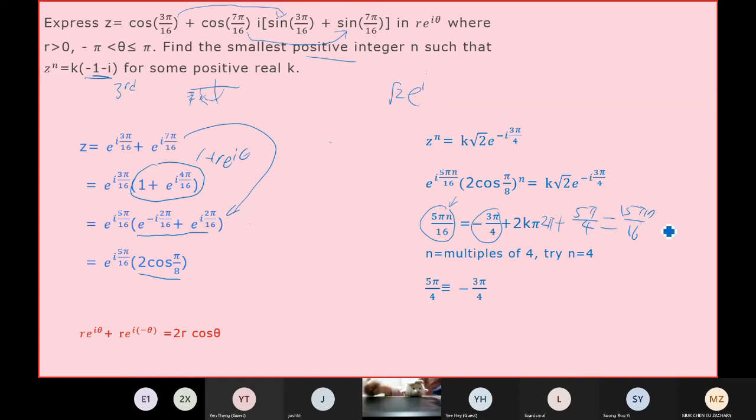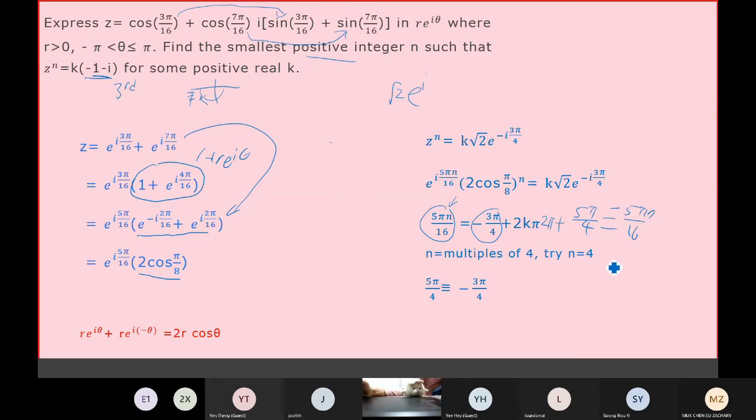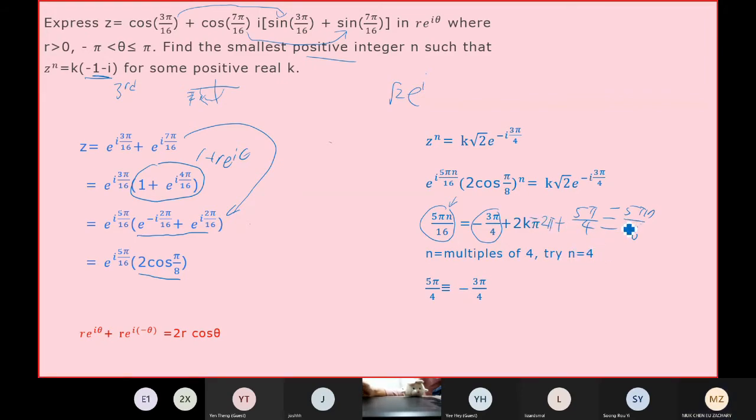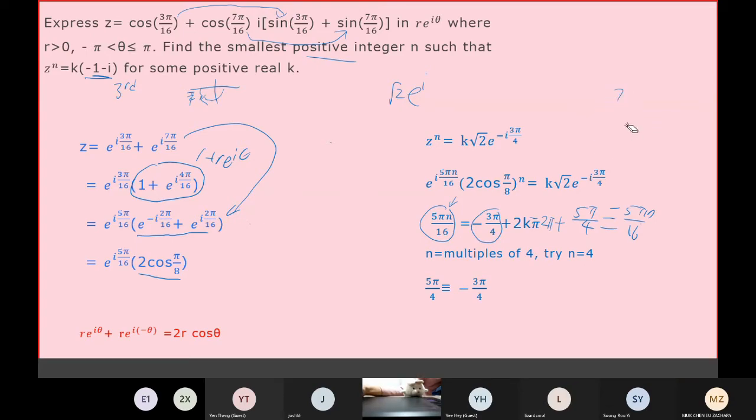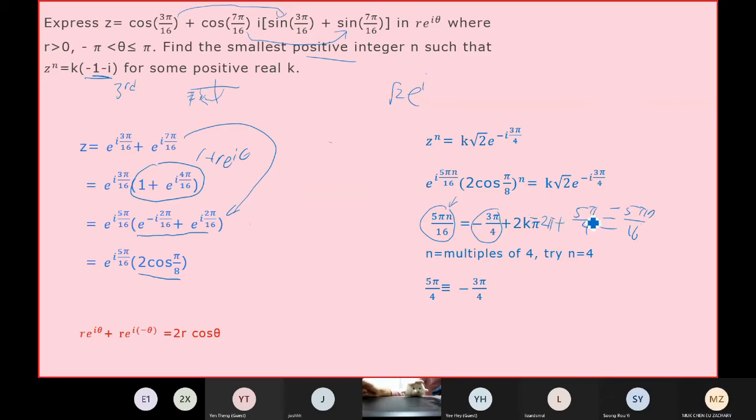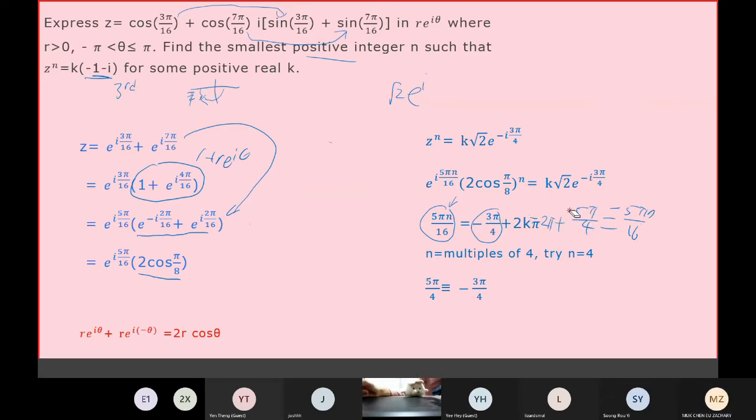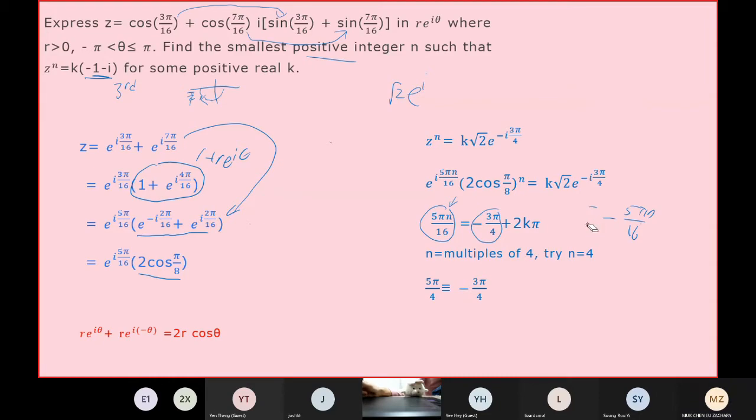If this was negative, let's say negative 5 pi n over 16 instead, then you must minus 2 pi. Because since n is positive, the more you add n, the more the angle will go in the opposite direction, aka the negative direction. That's why you must minus 2 pi now. Of course, with 5 pi over 4, you won't get the answer really. You need to minus 2 pi minus something else. So play by ear, but the idea is the same logic.